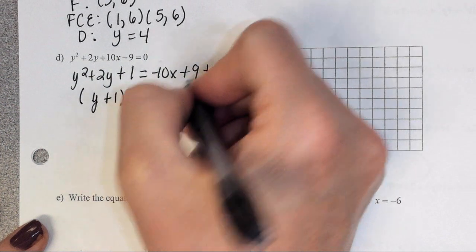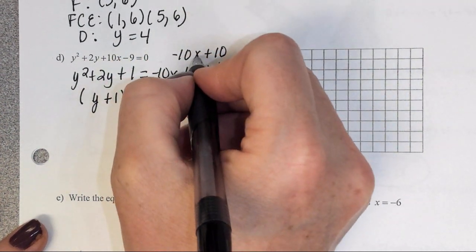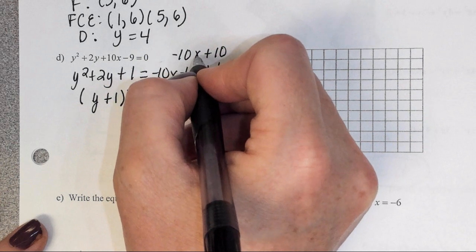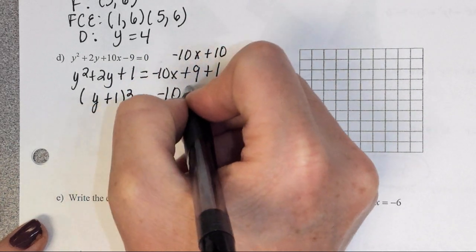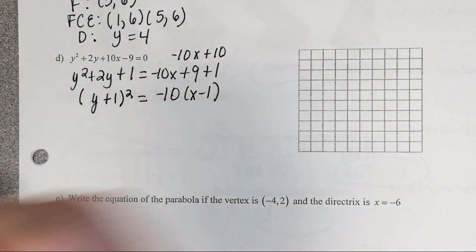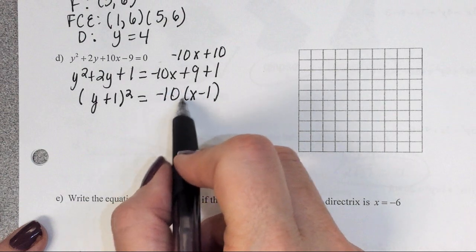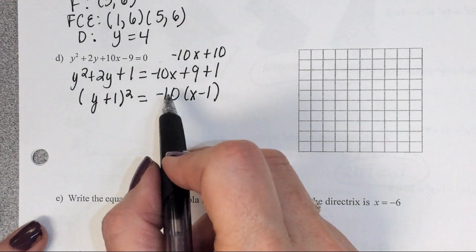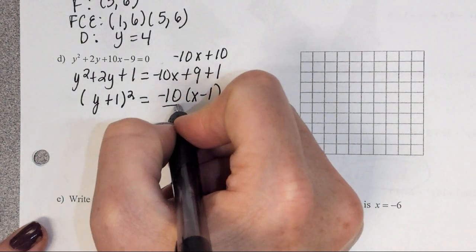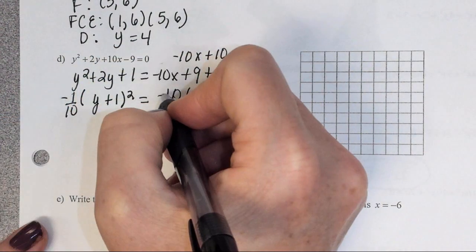For this one, I'm going to have negative 10x plus 10, so I have to factor out the coefficient of x no matter what it is. So I'm going to factor out a negative 10. Be careful that you factor out the negative. Okay. Now in front of the non-squared term, I just want to have a 1. So I'm going to have to divide both sides by negative 10. So that's going to be a negative 1/10 there now.